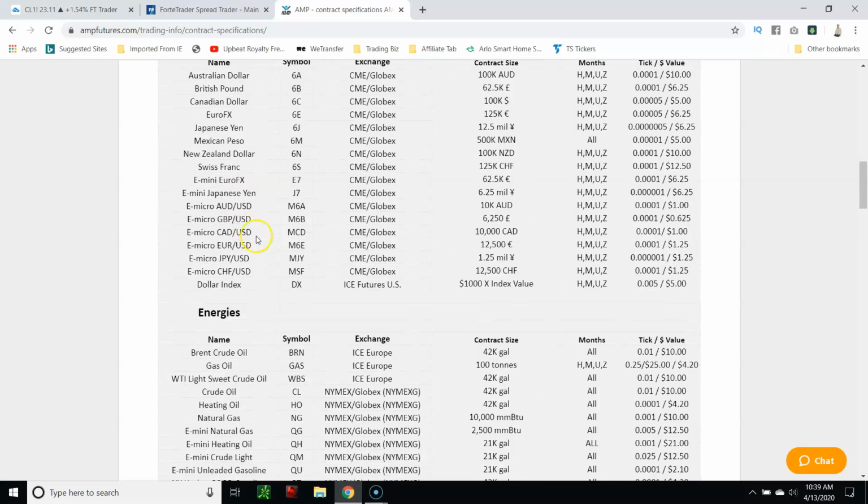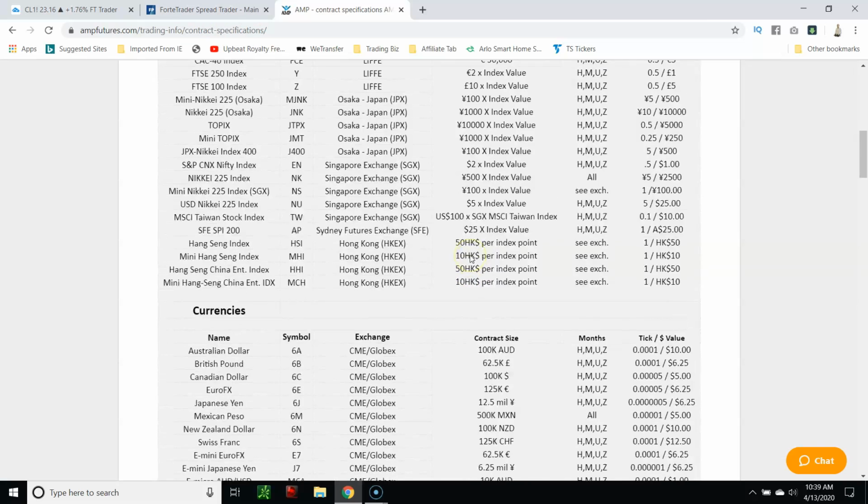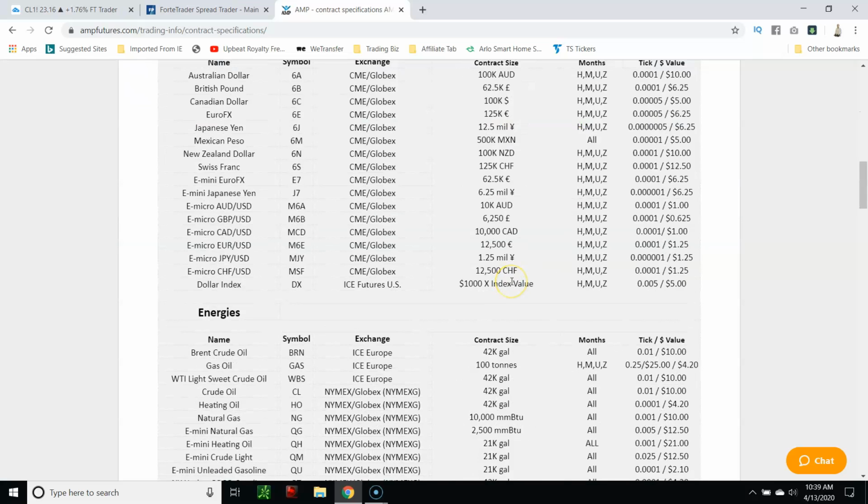You have all your different stock indexes, your energy. So if you come here to energy, you can see WTI light sweet crude. Crude oil, CL. You trade what it trades at, and every penny is $10, right? So every penny is $10. So here, just reference this, guys. Find that at ampfutures.com and put it in your favorites or print it.